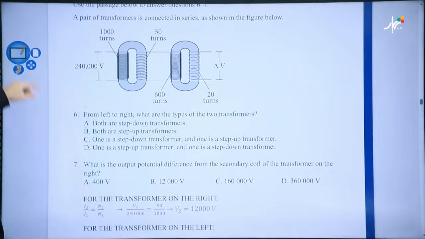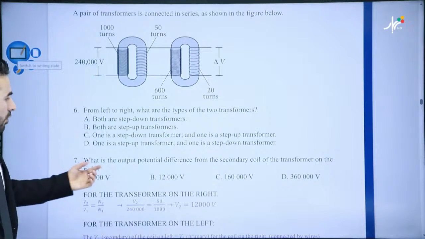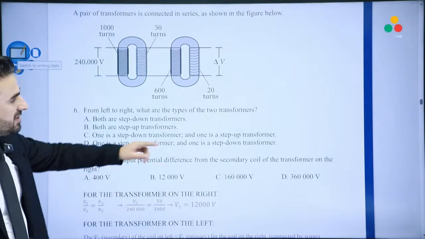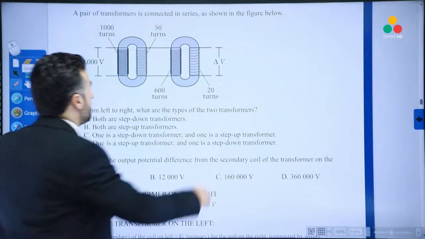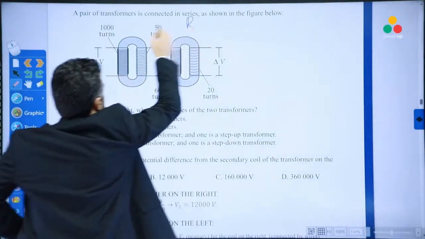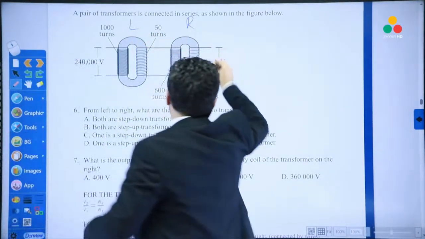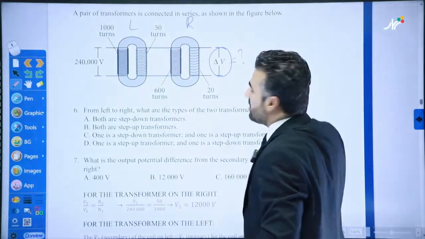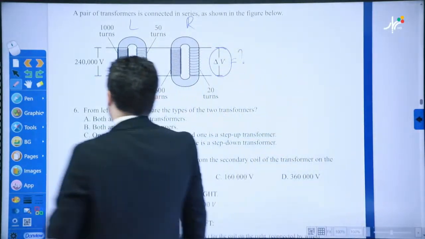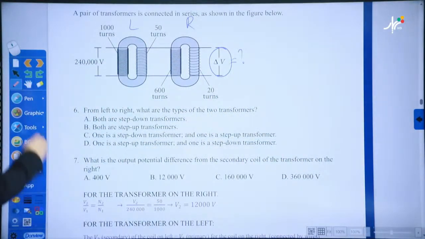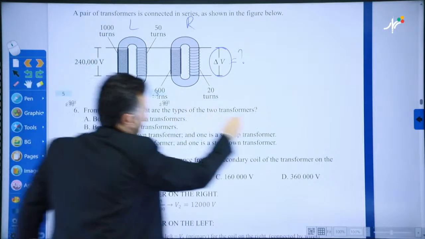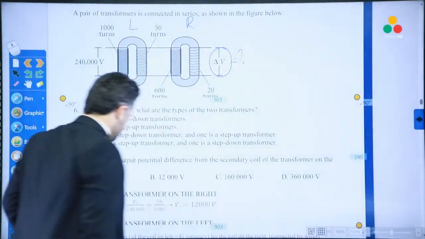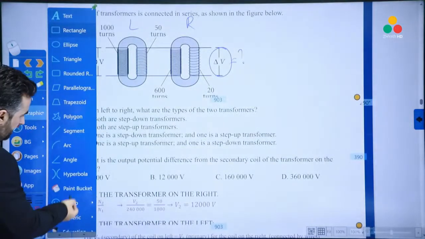Now look at the second part of this. It says, what is the output potential difference from the secondary coil of the transformer on the right here? So which transformer is to the right? This is the right one. This is the left one. It says, what is the voltage here? This voltage. So how do you find this voltage here? This is pretty much easy, actually. There's only one idea in this. And of course, we're going through the idea right here. So what is the idea in this?